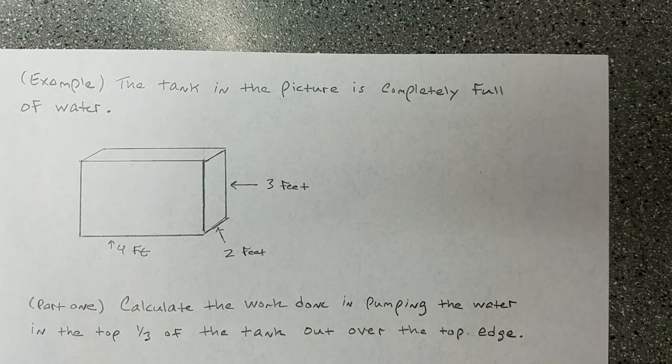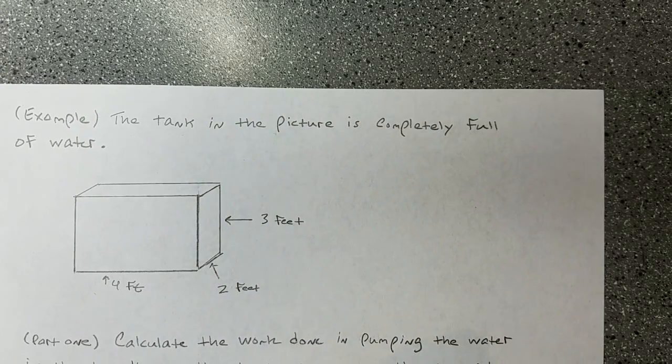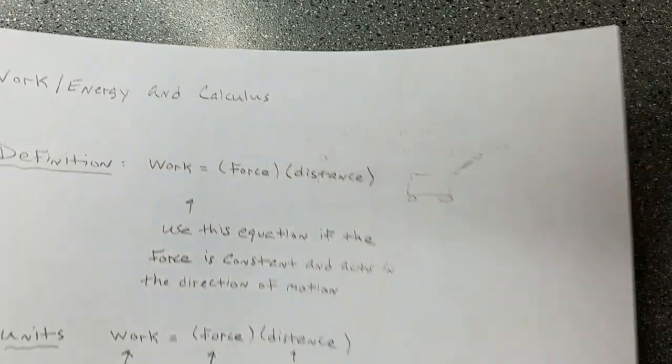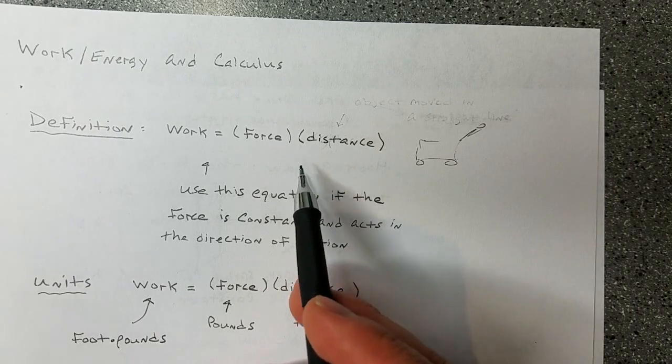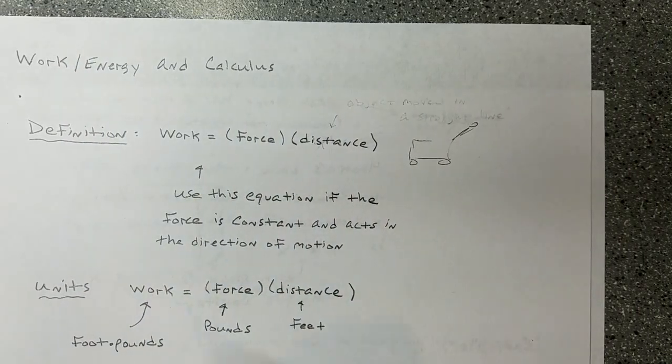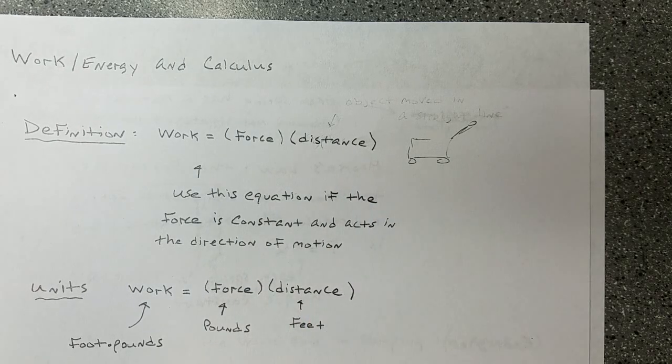All right, so there's two things about it that make this harder than the first problem that we did. So again, what was the first problem that we did? The first problem was if you have a force moving something, okay, and the force is of constant magnitude and it acts in the direction that the thing is moving.